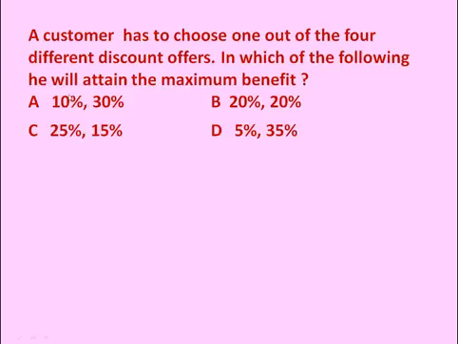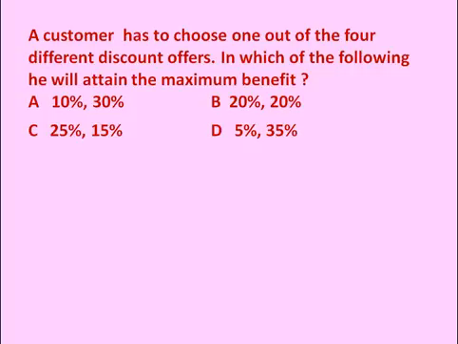Company A is offering 10% discount and then 30% discount. Company B is offering 20% discount and again 20% discount. Company C is offering 25% and 15%, and company D is offering 5% and 35% discount. Means all the companies are offering 40% discount in total. In which case will the customer get the maximum benefit?